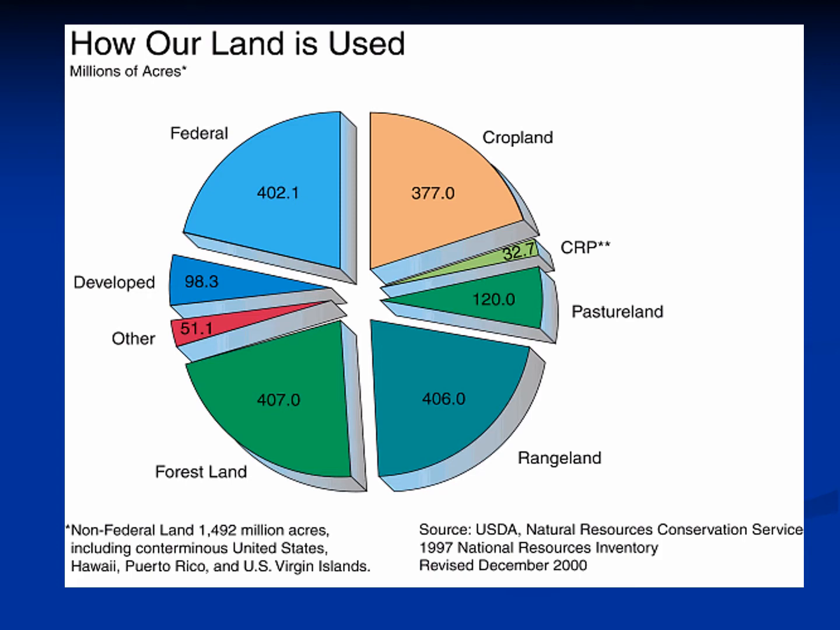How our land is used is kind of broken up in this graph. So we've got 402 millions of acres in federal lands, 377 millions of acres in cropland, 32.7 millions of acres in CRP land, which is basically a USDA conservation program for soils. We have 120 millions of acres in pasture land, 406 millions of acres in rangeland, 407 millions of acres in forest land, about 51 somehow being utilized elsewhere, and about 98 million acres that are developed.